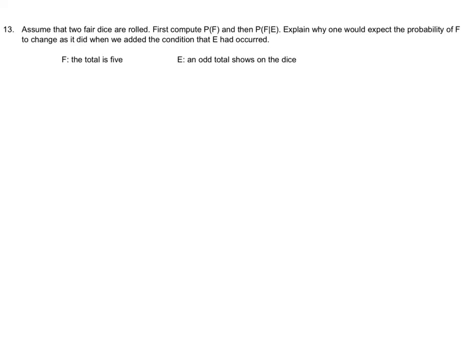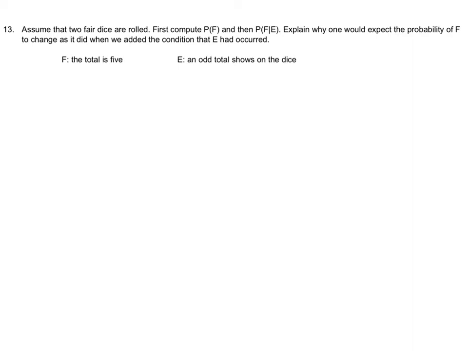Conditional probability. Assume that two fair dice are rolled. First compute the probability of F and then probability of F given E. Explain why one would expect the probability of F to change as it did when we added the condition that E had occurred.